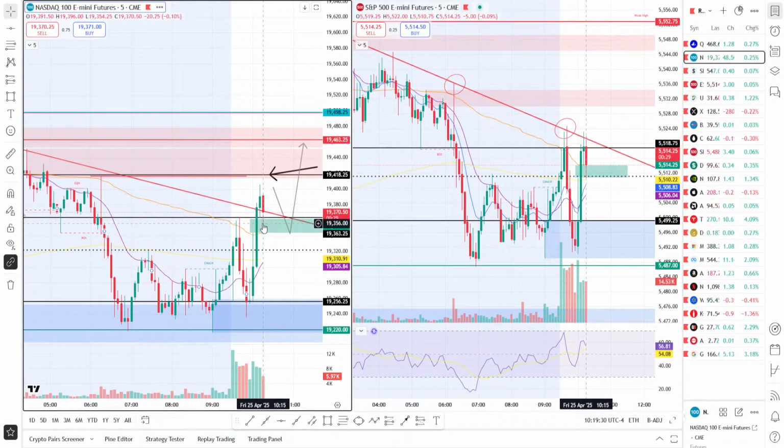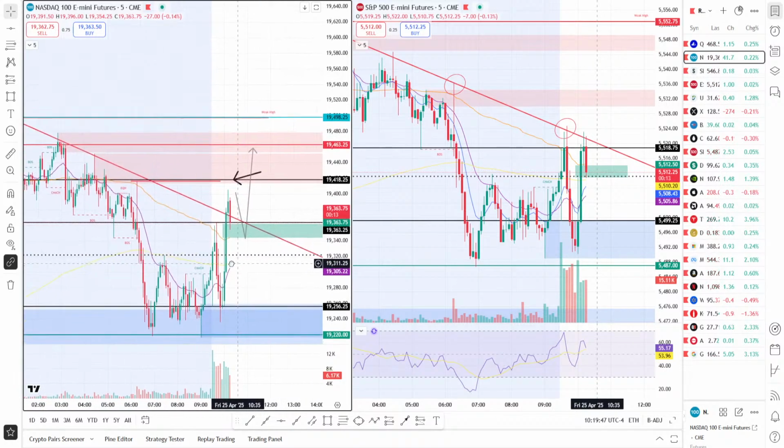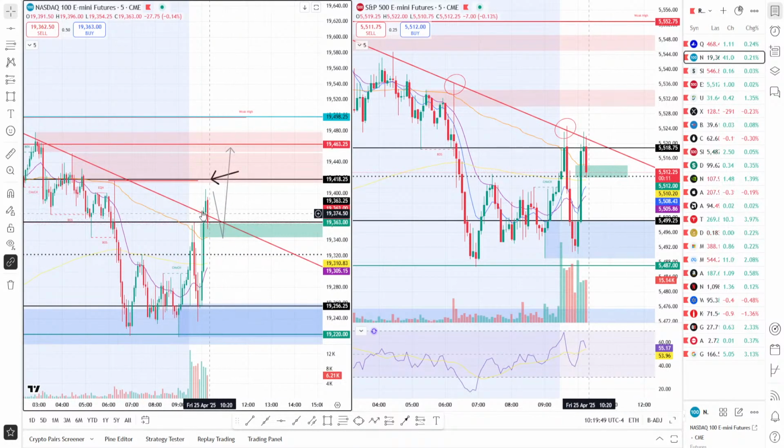So if we see a red candle here with some wick on the bottom, then it's letting me know that buyers are pushing price up as the sellers are trying to bring it down. And it could also be a retest of this trend line here.